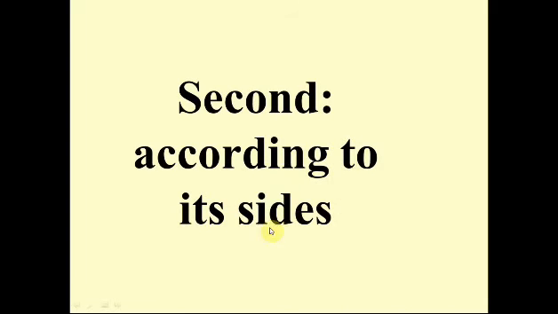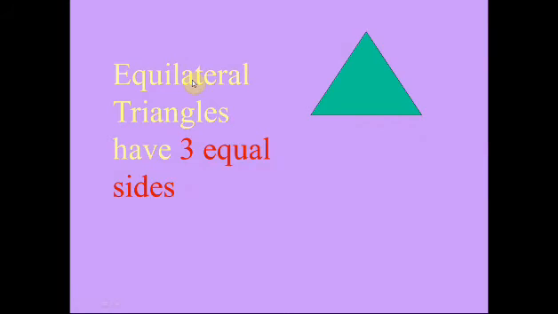Second, according to its sides. Also, we have 3 kinds according to length of its sides. The first is equilateral triangle. In the equilateral triangle, we have 3 equal sides. All its sides are equal.